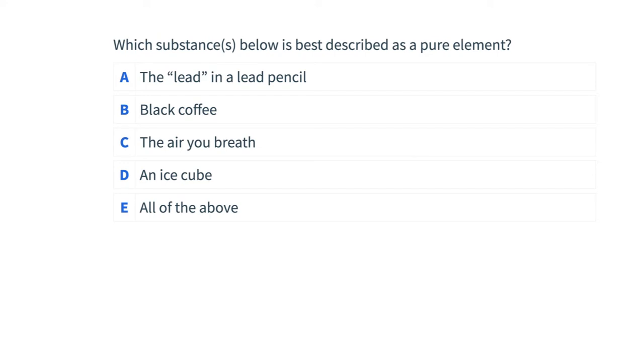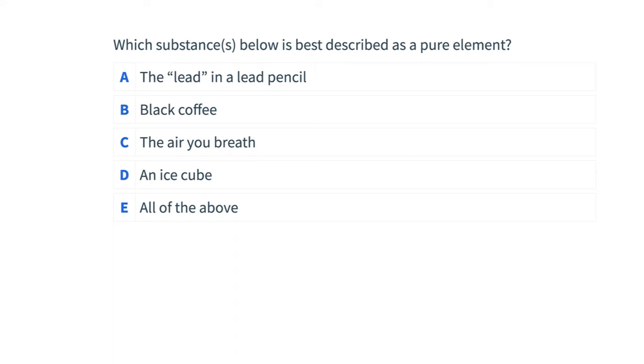Which substance below is best described as a pure element? It's kind of funny. I used the lead in a lead pencil as an example because it's really not lead. It'd be weird if we put actual lead into a pencil. Most of you probably know what's in a normal pencil. Graphite. And I can imagine not knowing graphite is a form of carbon. Yeah, graphite is really just one of the elemental forms of carbon.